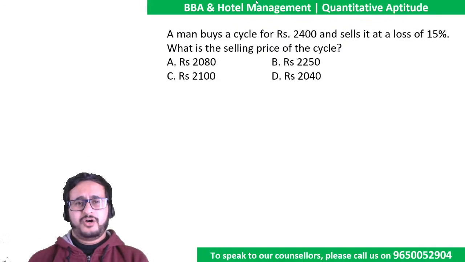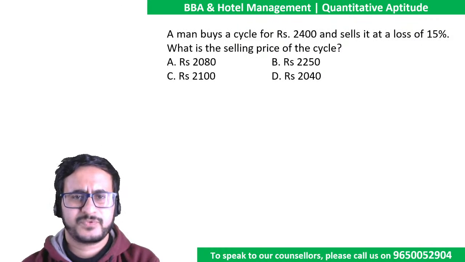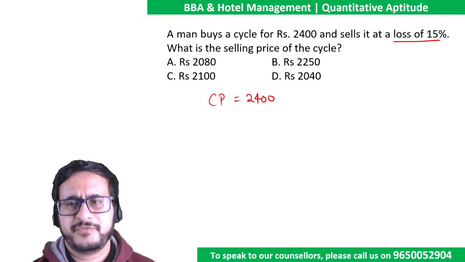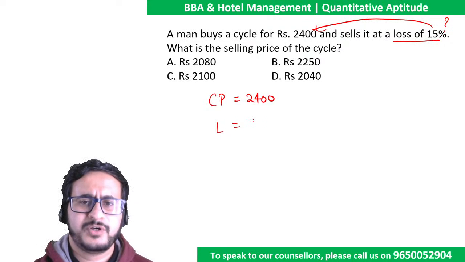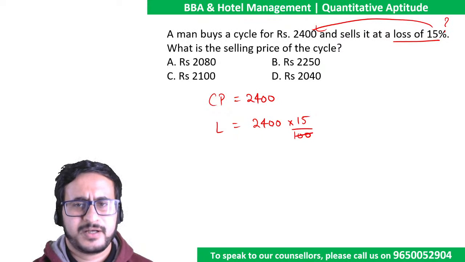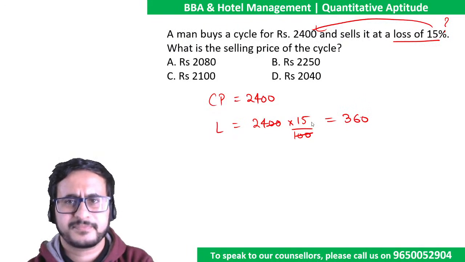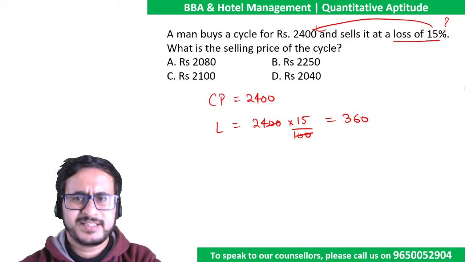So remember, profit and loss both are certain percentage of cost price. In this question, you are given that a person buys a cycle. So that 2,400 is your cost price. And he sells it at a loss of 15%. 15% of what? 15% of 2,400. So loss will be equal to 2,400 into 15 by 100. That will come as 360. That is your loss, isn't it? 15% of cost price. So 15% of 2,400 is 360. So 360 is your loss.